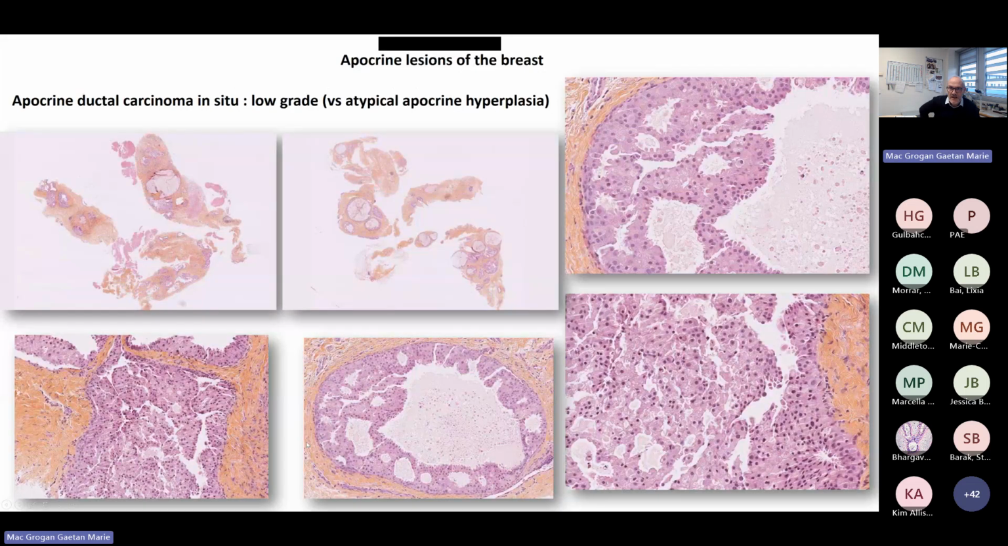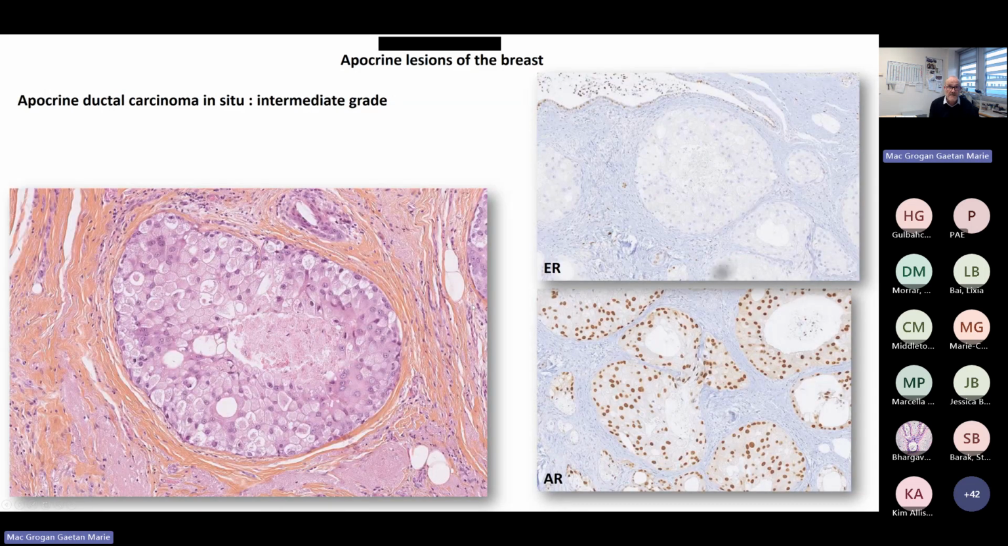So here are some examples of apocrine DCIS. This is a core biopsy, and as you can see, we see this atypical apocrine proliferation on all the core biopsy fragments. And I would consider this as a low-grade apocrine DCIS. There is no necrosis, and there are low-grade apocrine features. The diagnosis of DCIS was confirmed on the surgical biopsy, but one could argue here for a typical apocrine hyperplasia.